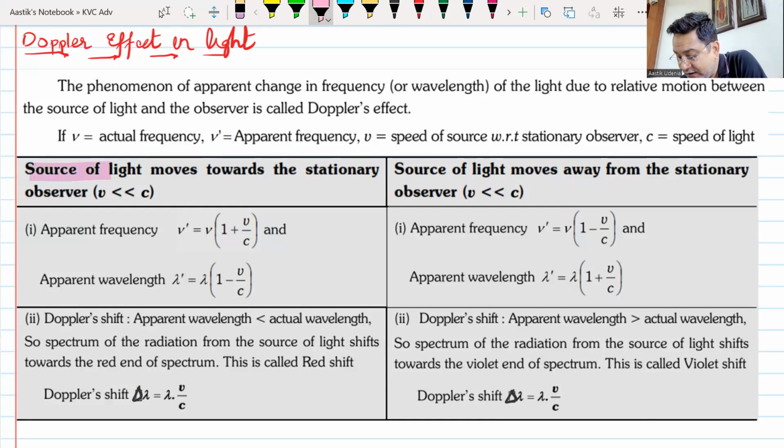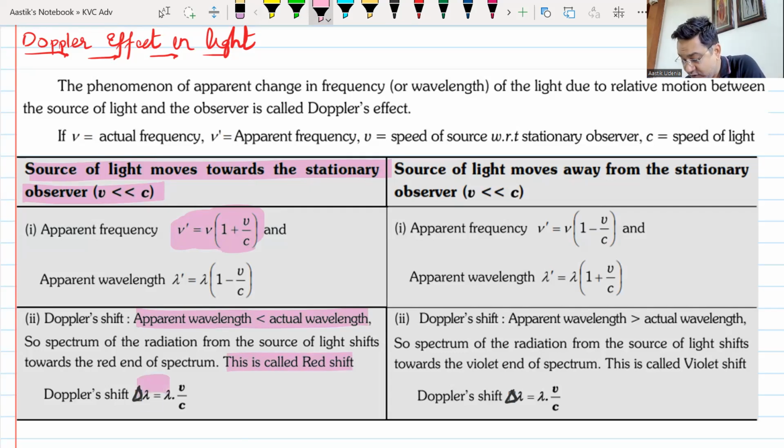When the source of light moves towards the stationary observer, then we call it the red shift. The apparent wavelength will be less than the original wavelength, and the apparent frequency will be more than the actual frequency. Do we understand this? V is the speed of the source and C is the speed of light. This is known as the red shift. You will see the star appearing red. Do we understand this? Yes.